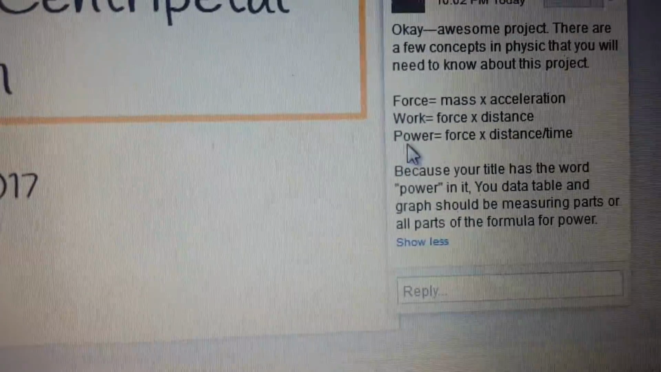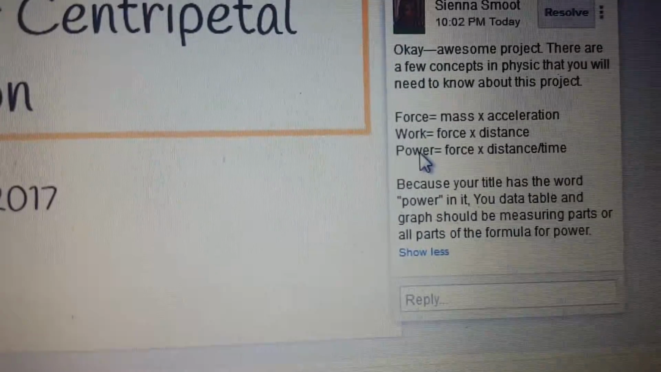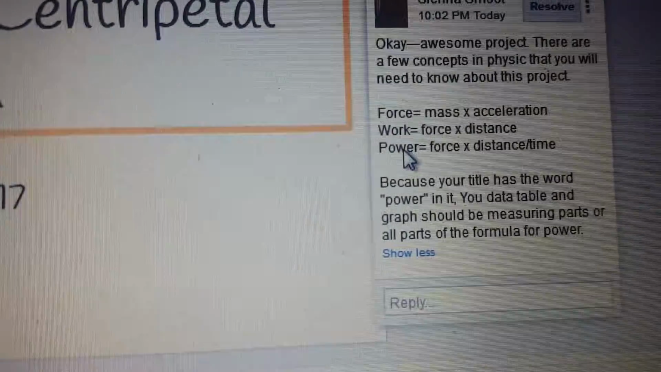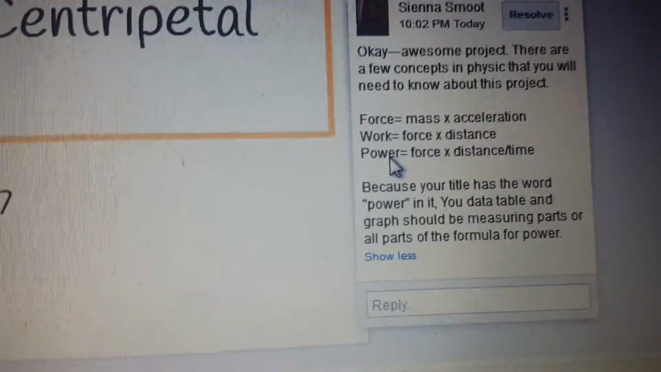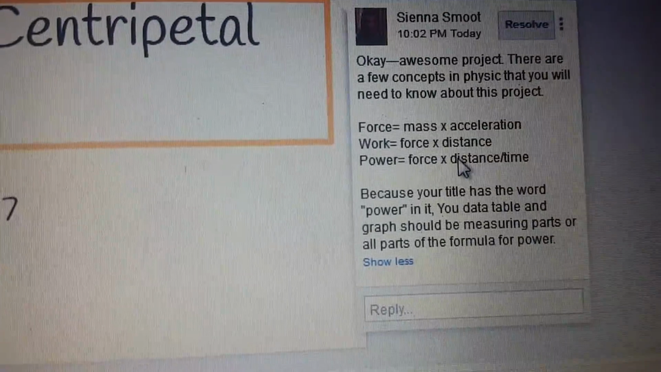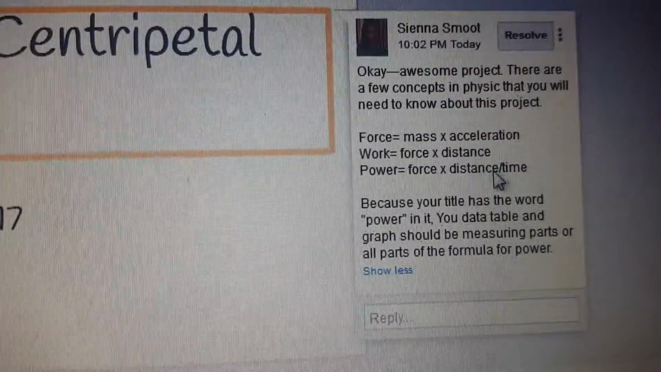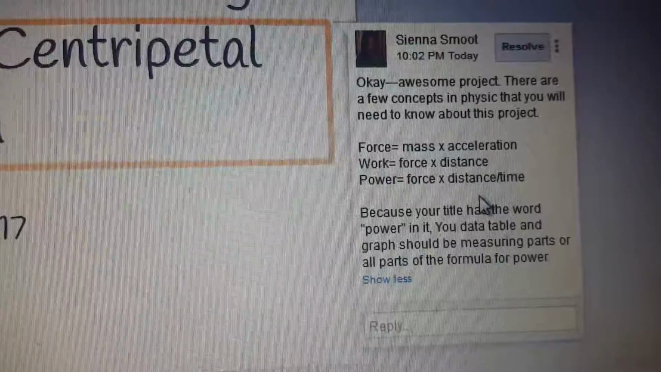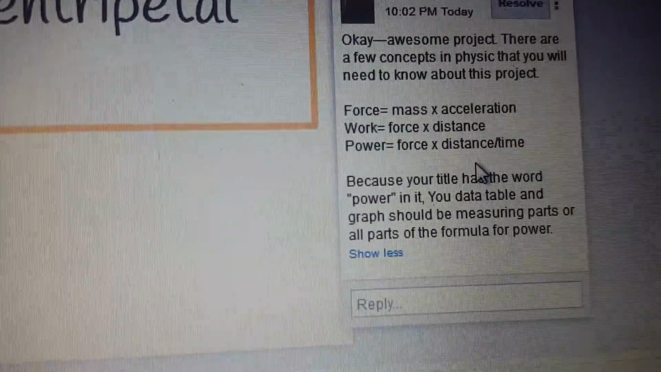And because you decided to use the word power, which is nothing wrong with it at all, it's perfect. It's fantastic that you used the word power. I'm just letting you know that because you used the word power, now you have to tie it into your data. You look at the formula, you see force, distance over time, and you'll be able to understand what your data table should be measuring. So let's look at the rest of your PowerPoint.